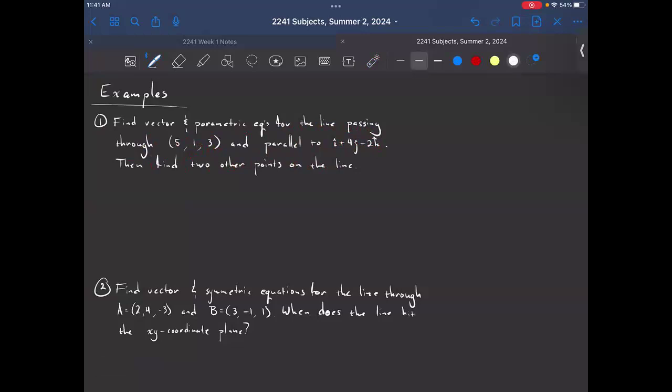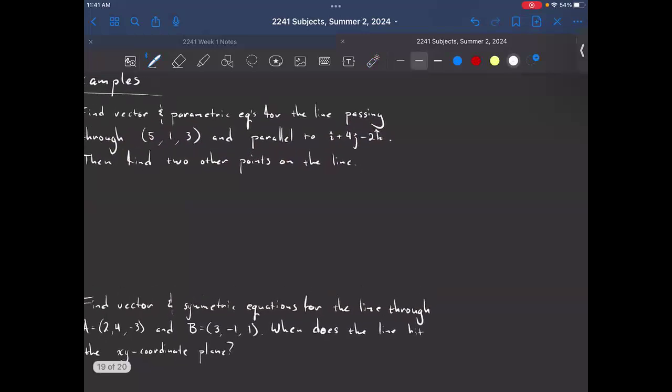So let's start by just finding the vector equation. Let's remember that our formula looks like this. R equals R0 plus V times T. And what we need then is a starting point, R0, and a direction vector, V.